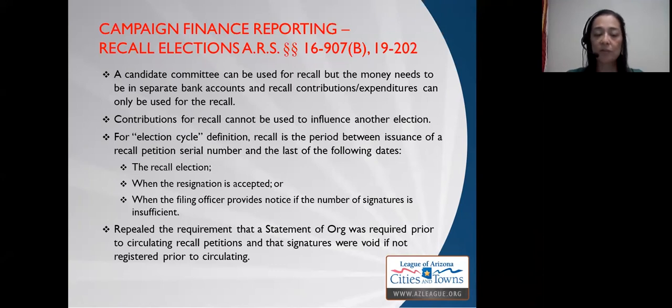The important thing to also know is that the law a couple of years ago repealed the requirement that the statement of organization was required before they start circulating recall petitions. It used to say that signatures were void if you hadn't come in and filed your statement of organization. That's been repealed, so essentially it infers that you can go ahead and start circulating. And again, you don't have to form a committee until you actually hit the threshold requirements.